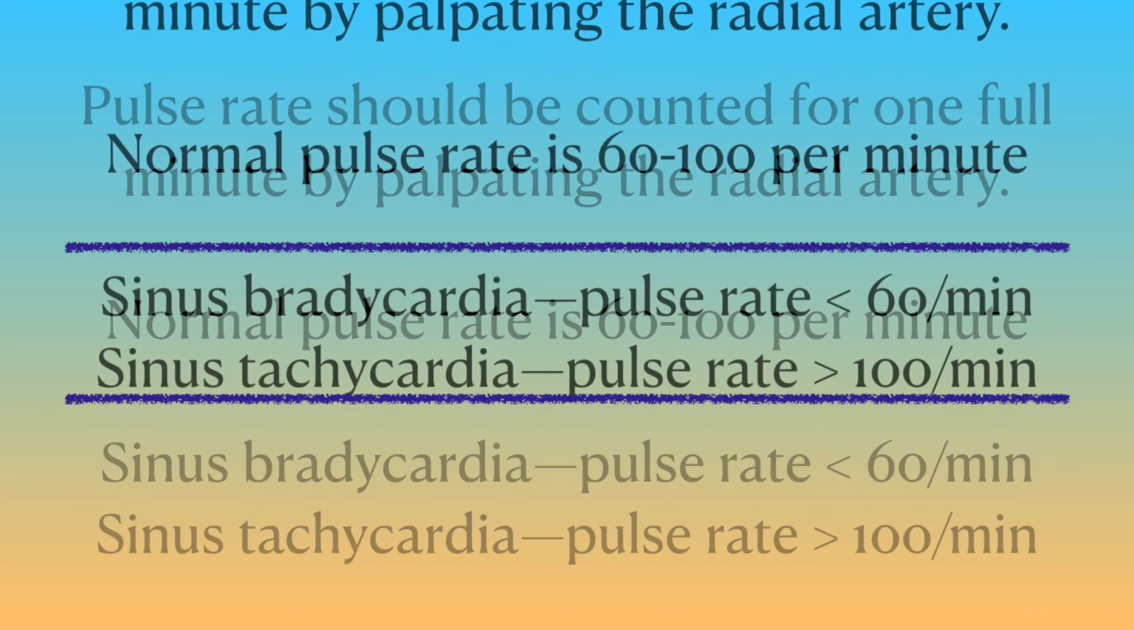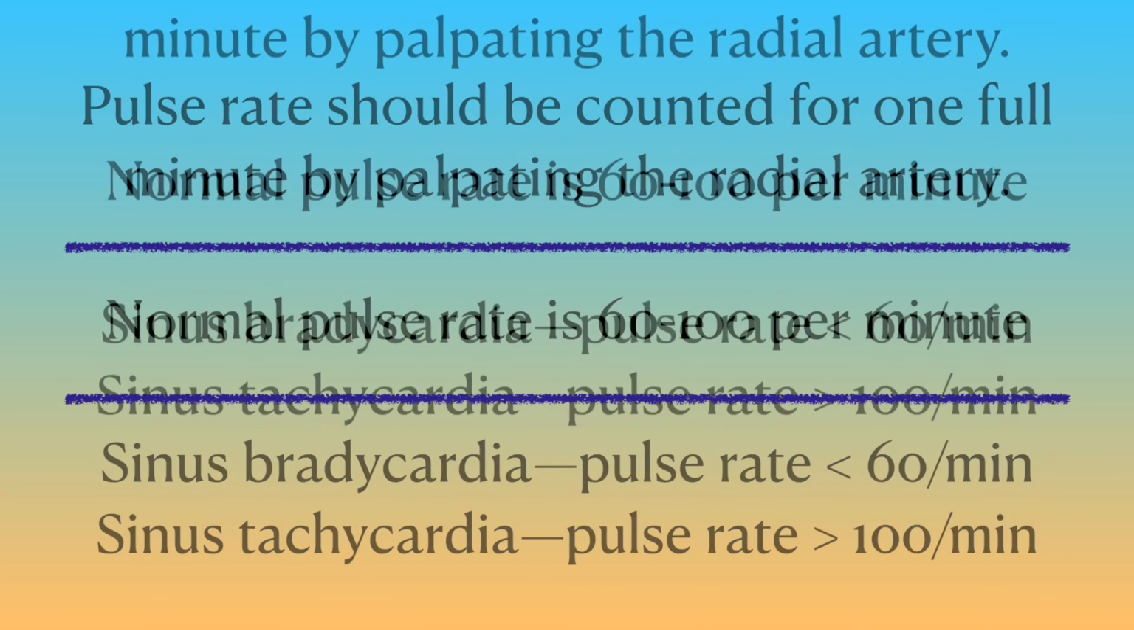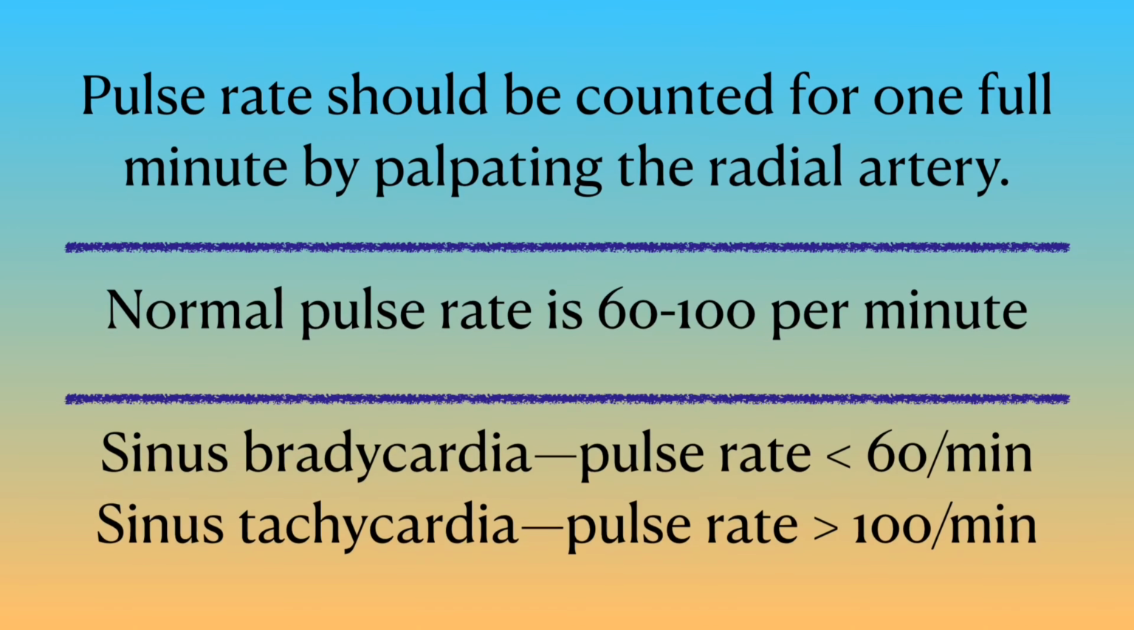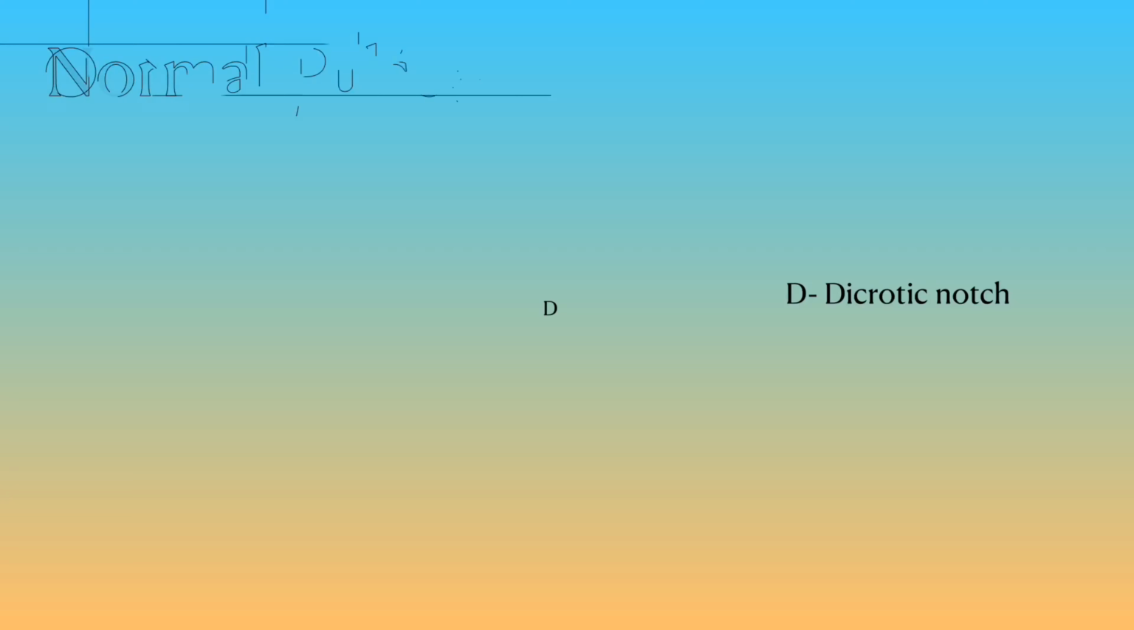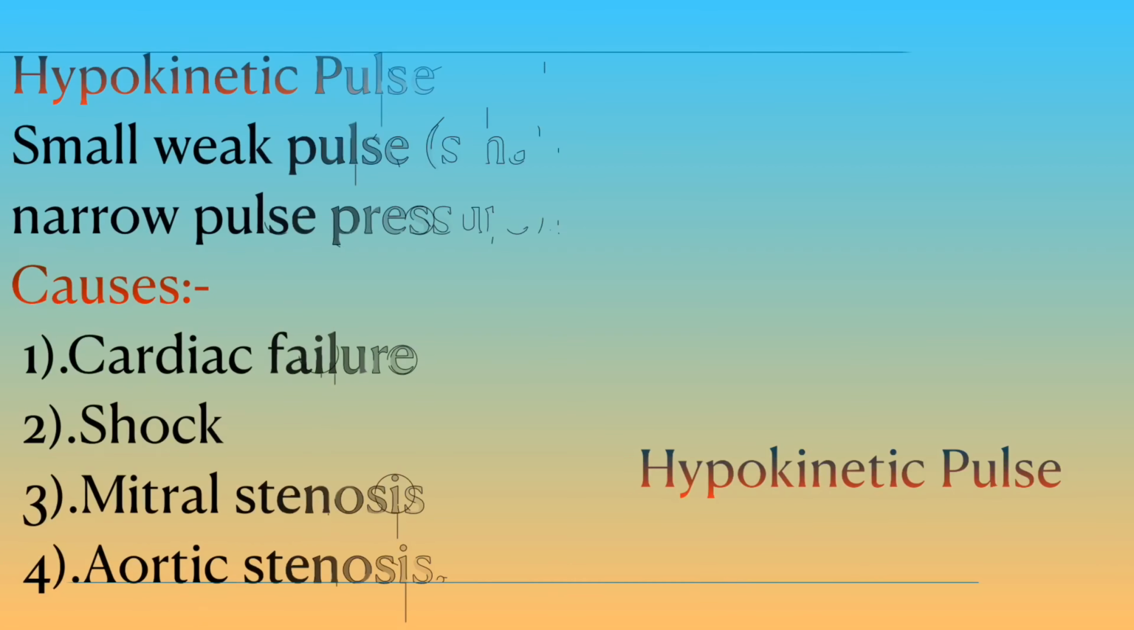If the pulse rate is less than 60 per minute, it is called sinus bradycardia. If the pulse rate is greater than 100 per minute, it is called sinus tachycardia. Before going into other pulse forms, let's see how a normal pulse will be. You can see a dicrotic notch there. It's a pictorial representation.